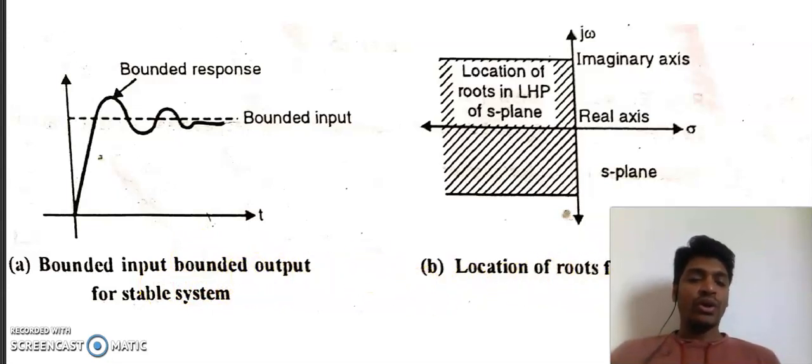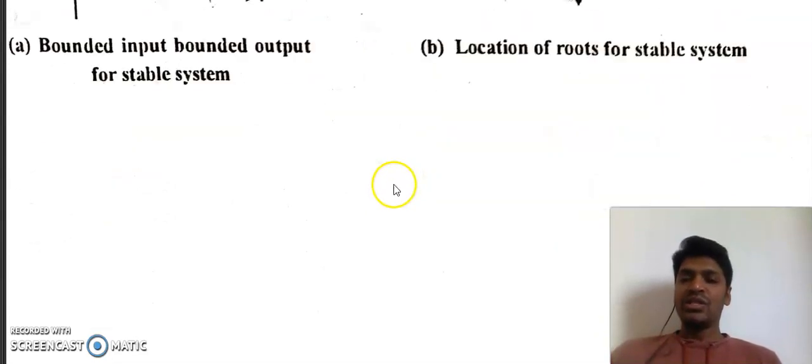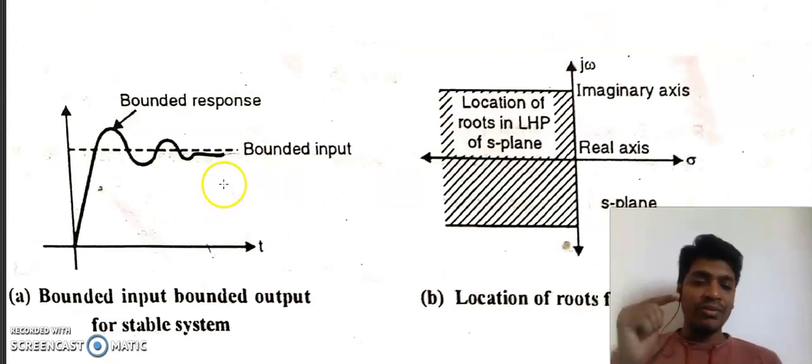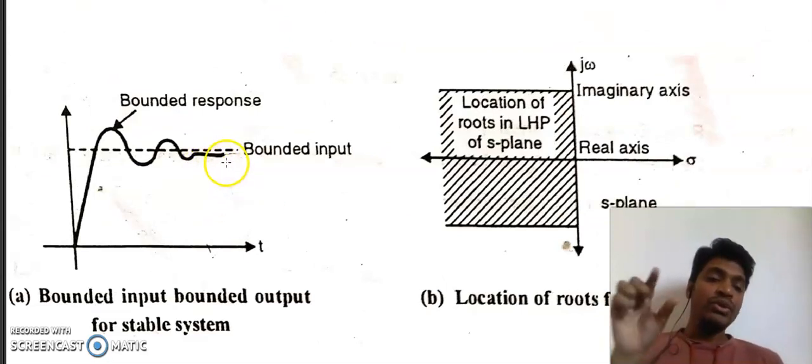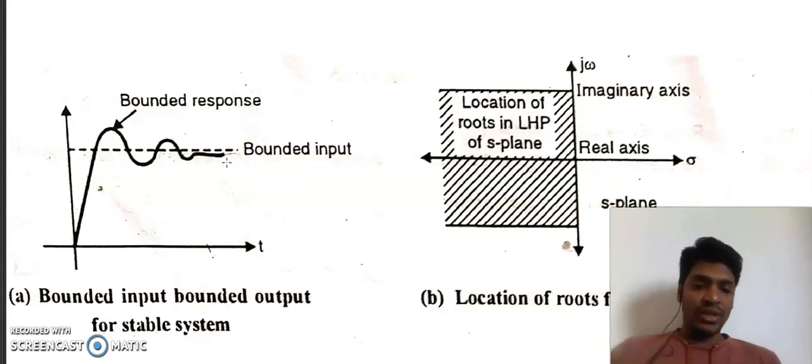Now the location of roots for a stable system will always lie on the left hand side of the S plane. Left hand side of the S plane means what? If we divide this plane by using the y-axis, then the left of the y-axis is called the left hand plane, and the right side of the y-axis is called the right hand plane. So whenever you have a bounded input, bounded output system, or stable system, the poles will always lie in the left hand side of the S plane, right? So this is your stable system. For a stable system, after some time your system will settle down and give the stable output, right?